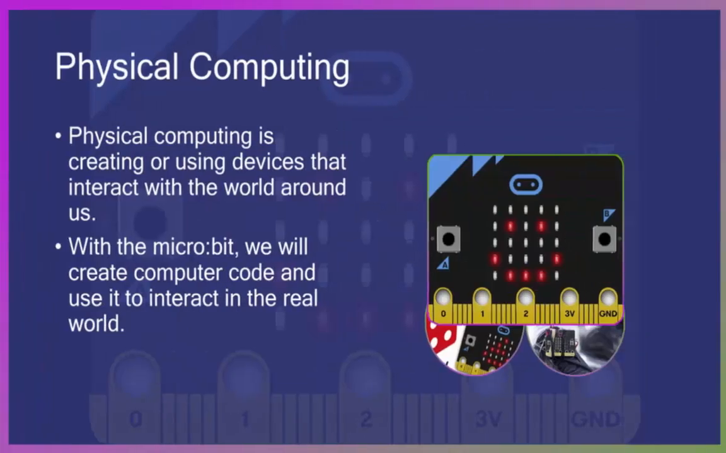What is physical computing? Physical computing is creating or using devices that interact with the world around us. With the microbit, we can create computer code, download it to the microbit, and use it to interact in the real world. If you think about something like a fitness tracker, like a Fitbit or an Apple Watch, those are very, very small computers that can interact with the world around you, as well as other types of computing devices. If we think about it in those terms, it can give us an idea of the different things that we may be able to do with a microbit.